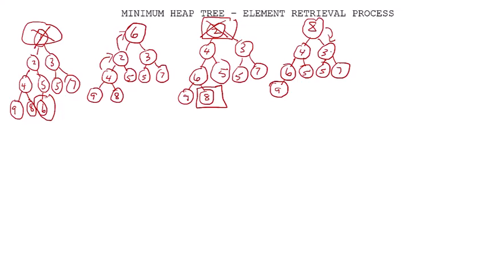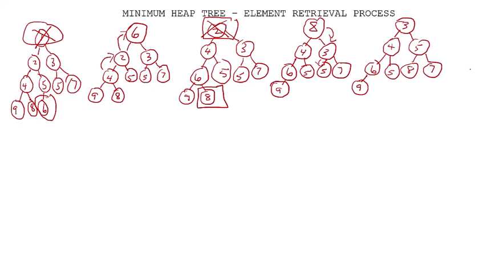Now, if the 8 is here, is it good? Is it less than its 2 children? And the answer is no. The 5 is the better one to replace it, so we're going to switch it down to here. So the 8 will end up down to here, the 5 will move up to here, and the 3 moves up to here, with this as our next tree. And now we can see we're back in minimum heap state.